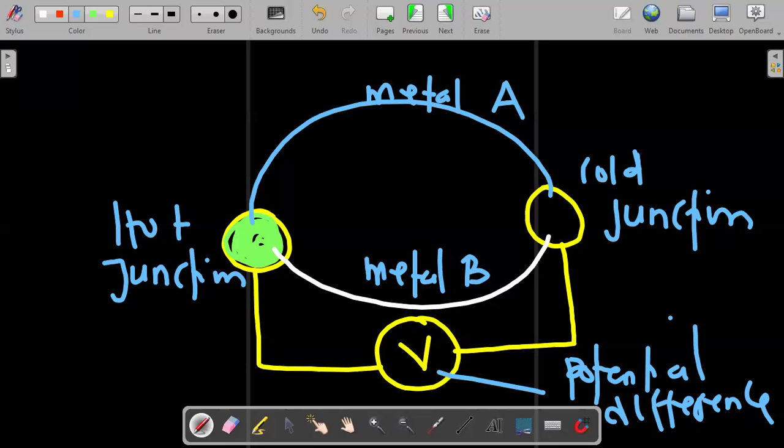Sir, please, can you come back from the beginning? I'm lost. Well, it is the thermocouple, from the explanation of the diagram.